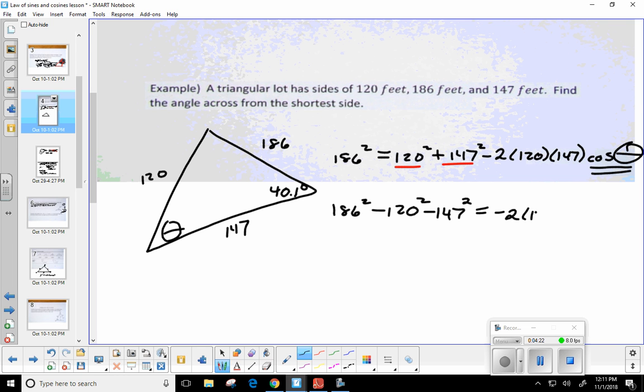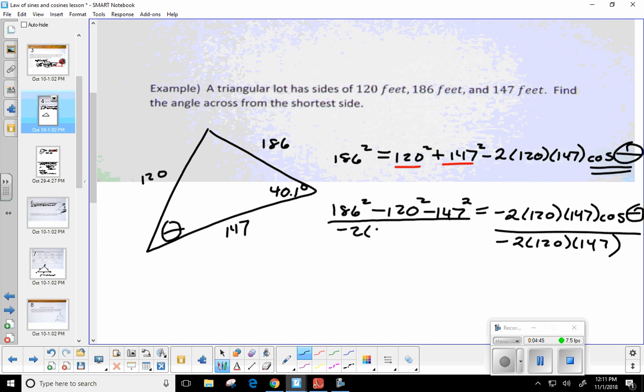Negative 2 times 120 times 147 times the cosine of theta. Okay. Well, now what am I going to do to get cosine of theta by itself? I'm going to divide by this product coefficient we have here. So negative 2, 120, 147. Same thing over here. Negative 2, 120, 147. So see, these are all going to cancel. So this expression right here is going to end up being cosine of theta. Okay. Is everybody with me?